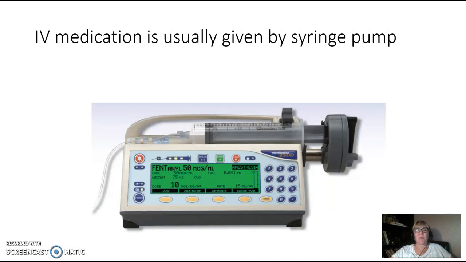This is the pump we use for most of our medications at Valley Children's. You may have more math to do now. You may have to figure out, based on the volume and the time you want to give, how you're going to set this pump.